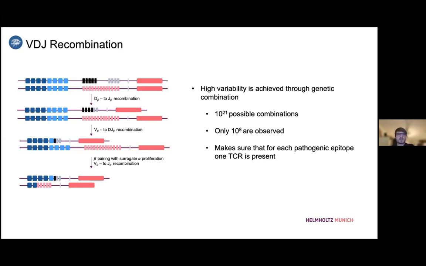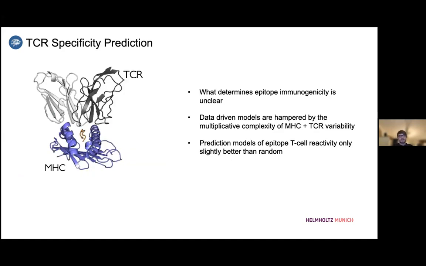So now the general question is, can we model these interactions, although we have this high variability in our data, to be able to predict for a given T cell receptor and a given epitope whether this epitope can be recognized by a T cell? Generally, the determining factors of an epitope aren't really clear.